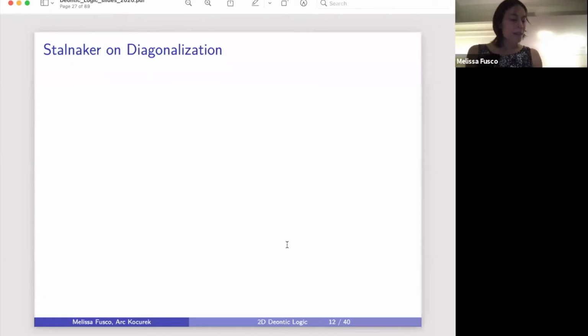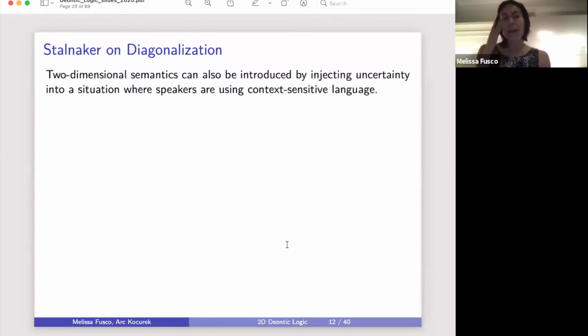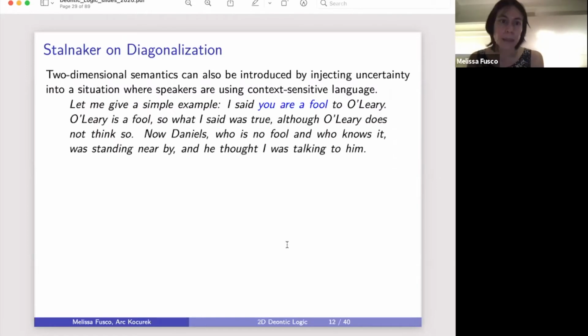So here's just how Stalnaker would frame diagonalization. He does it by introducing uncertainty into a situation where speakers are using context-sensitive language, like indexicals. So this is a quote from Assertion. Let me give a simple example. I said, "You're a fool," to O'Leary. O'Leary is a fool, so what I said was true, though O'Leary doesn't think so. Now Daniels, who's no fool and who knows it, was standing nearby and he thought I was talking to him.